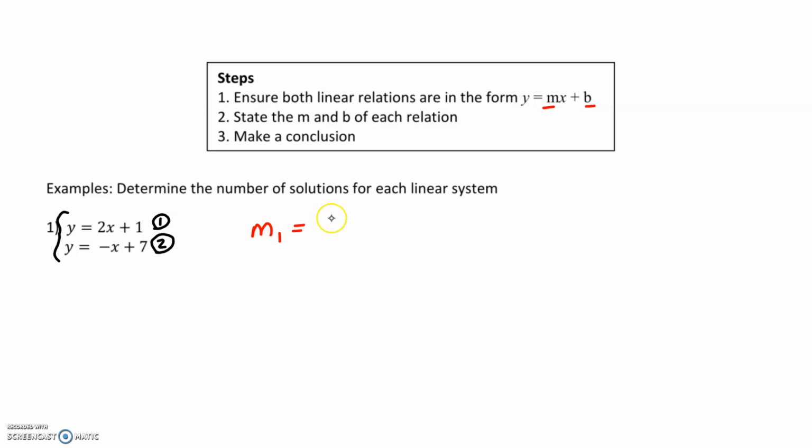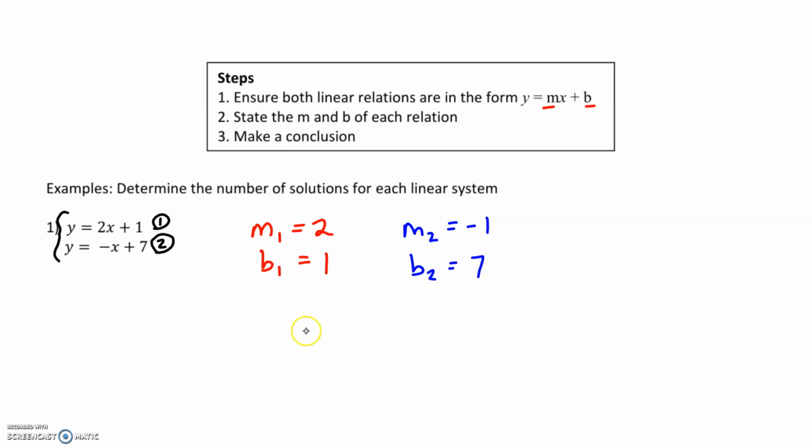So for line 1, the slope is 2, and the y-intercept, so again, we'll do b1 of line 1, the y-intercept is 1. All right, now we're going to go ahead and do the same thing for equation 2. So the slope of equation 2, so we do m with subscript 2, is -1, and the b value, or the y-intercept, of the second line is 7.